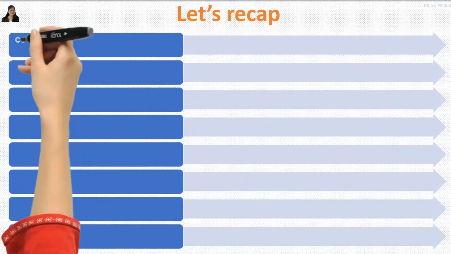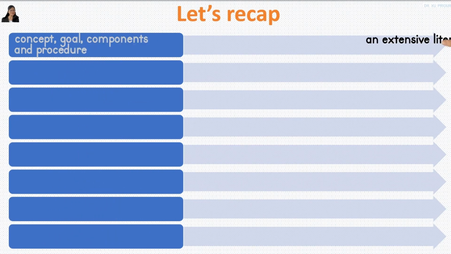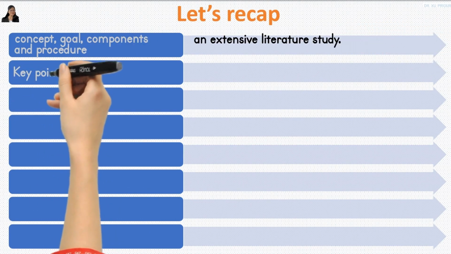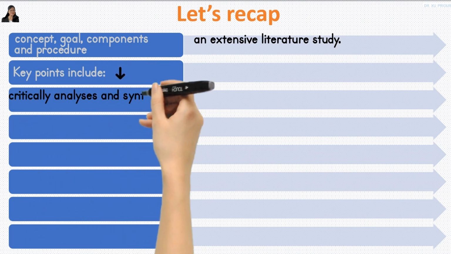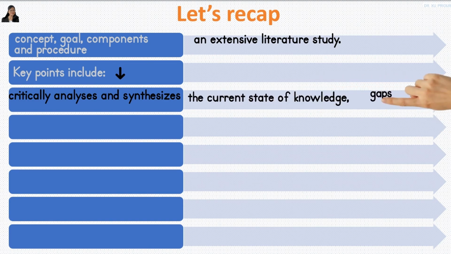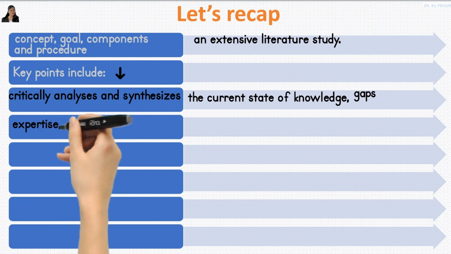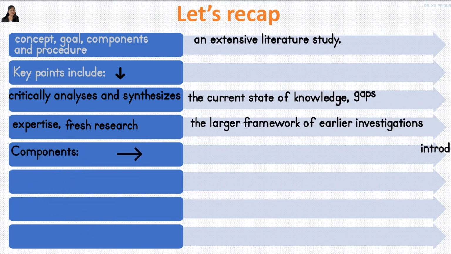Let's recap what we've covered today. We looked at the concept, goal, components, and procedure of carrying out an extensive literature study. Key points include: a literature review critically analyzes and synthesizes existing scholarly works on a topic to understand the current state of knowledge and identify gaps. It helps to show expertise in the topic and place fresh research within the larger framework of earlier investigations. Components include an introduction establishing relevance, search methodology, body with thematic analysis, discussion of implications, and a conclusion summarizing findings.